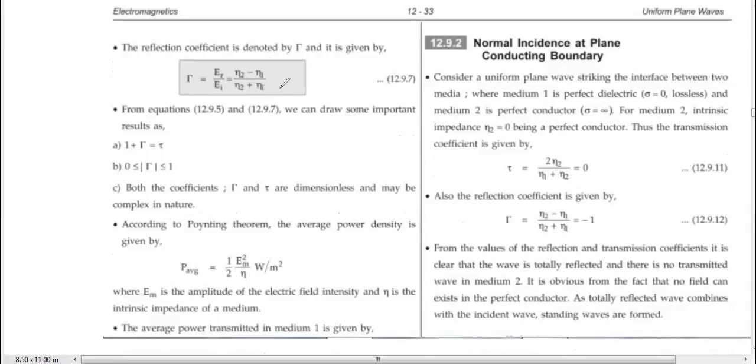Okay. In normal incidence, in medium one there are two waves, that is the incident wave and the reflected wave. And in medium two, we have only the transmitted wave. Eta 1 is in medium 1 and eta 2 is in medium 2. So EI plus ER is equal to ET.